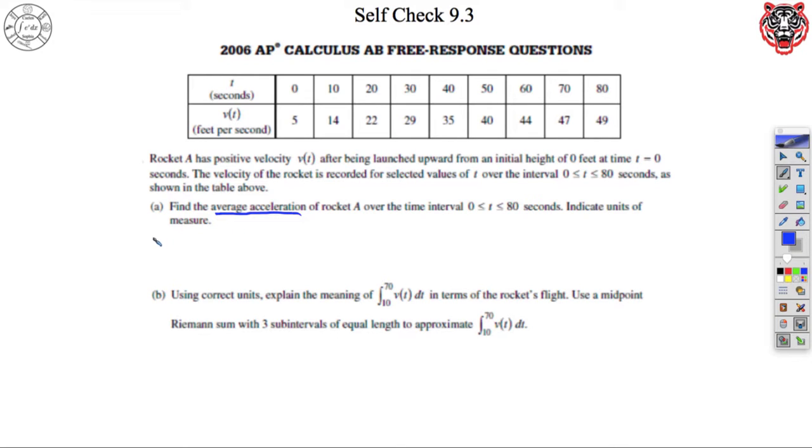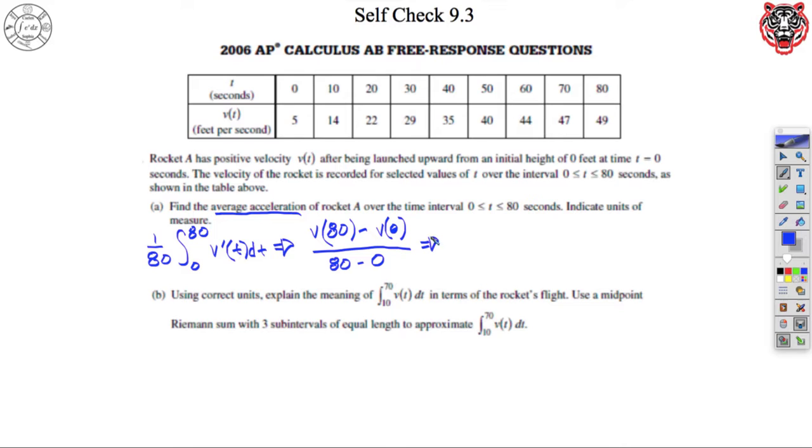Therefore, to find the average, we're going to do 1 over 80, the integral between 0 and 80 of acceleration. And acceleration is v prime of t dt. All right, so what does that turn into? We know that this is the slope of velocity, so we need to calculate the average slope essentially. So this is going to be velocity of 80 minus velocity of 0, all of this divided by 80 minus 0.